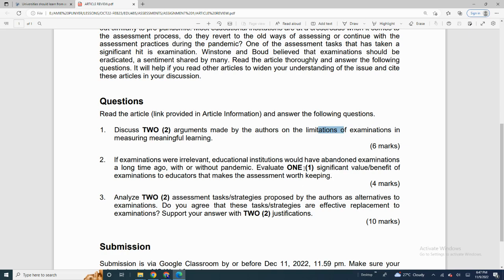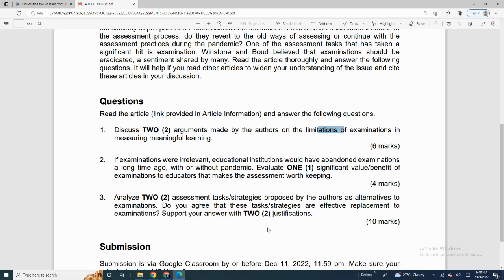Okay, so this one really requires reading, but when you want to refer to any particular articles in presenting your answer, make sure that you cite these articles. Okay. And the third one: analyze two assessment tasks or strategies proposed by the authors as alternatives to examinations. Do you agree that these tasks or strategies are effective replacements to examinations? Support your answer with two justifications.